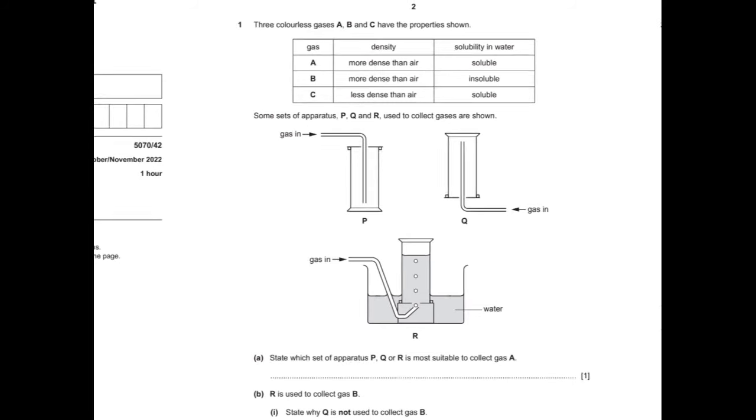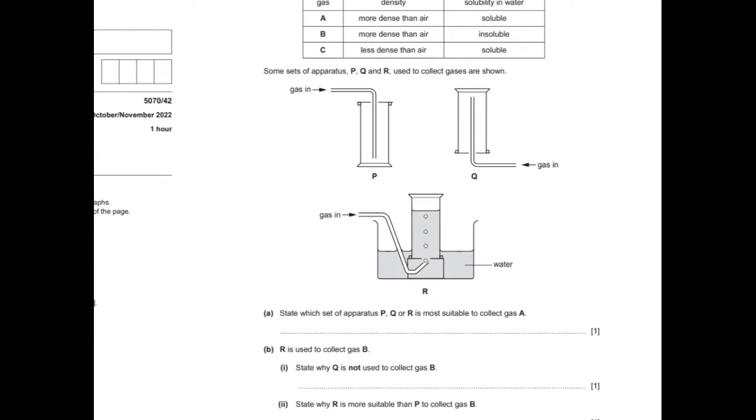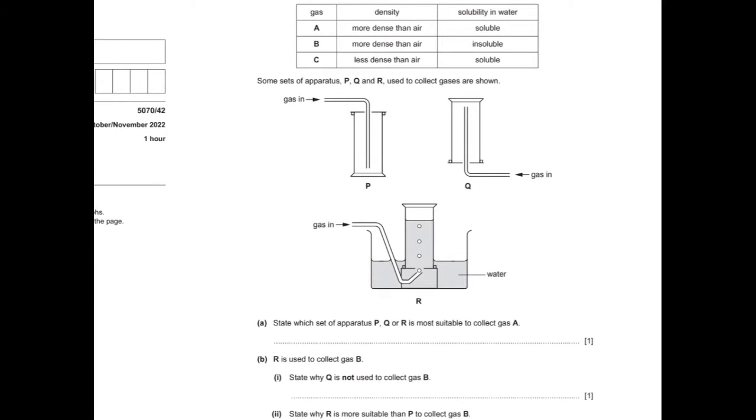Question number one: three colorless gases A, B, C and D are shown. A is more dense than air, B is more dense than air, C is less dense than air. Okay, there's information. Let's see what exactly they are asking. State which set of apparatus P, Q or R is most suitable to collect gas A.